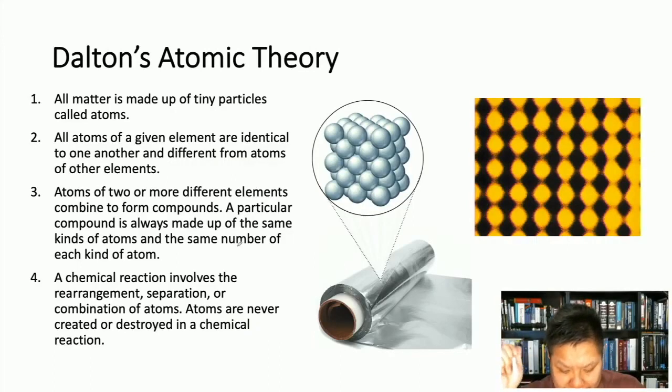Atoms of two or more different elements can combine to form compounds, which we'll talk about a lot later in the lecture. A particular compound is always made up of the same kinds of atoms and the same number of each kind of atom, and you'll see that when we talk about compounds later. Then a chemical reaction involves the rearrangement or separation or combination of atoms. Atoms are never created or destroyed in a chemical reaction. So that's one of the laws of thermodynamics too, by the way. Matter cannot be created or destroyed. So we'll talk about that later.